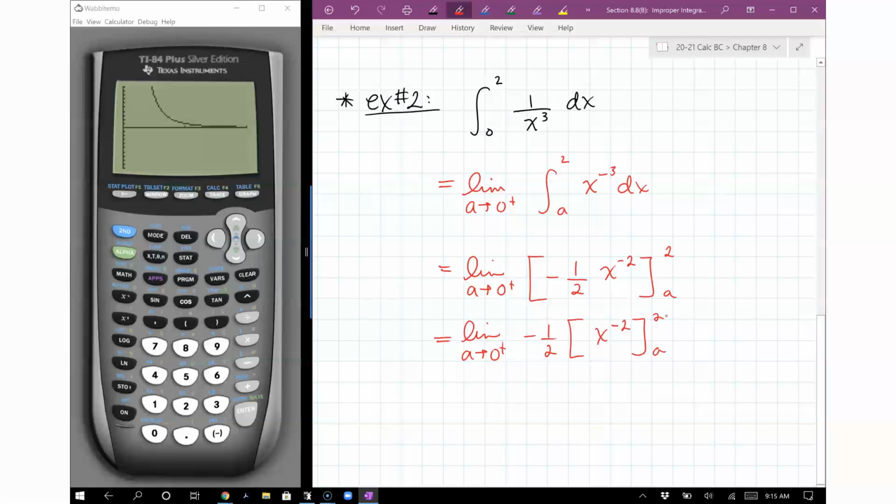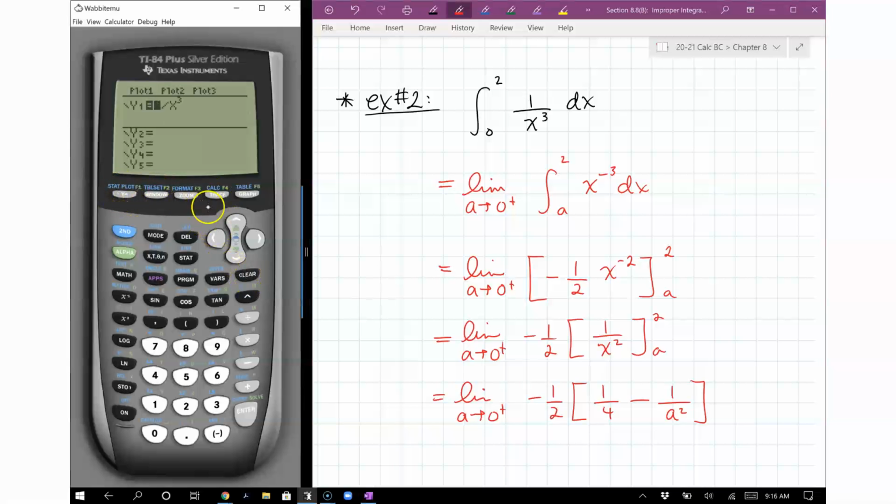I probably should have written this as 1 over x squared. I think that would make more sense. Okay, so I have the limit as a goes to 0 from the right of negative half of 1 over 4 minus 1 over a squared. And I want to find out, what does 1 over a squared look like as I approach 0 from the right? Do I have a value for it? So again, I'm going to have to graph it. Okay, so I'm just going to use this right here.